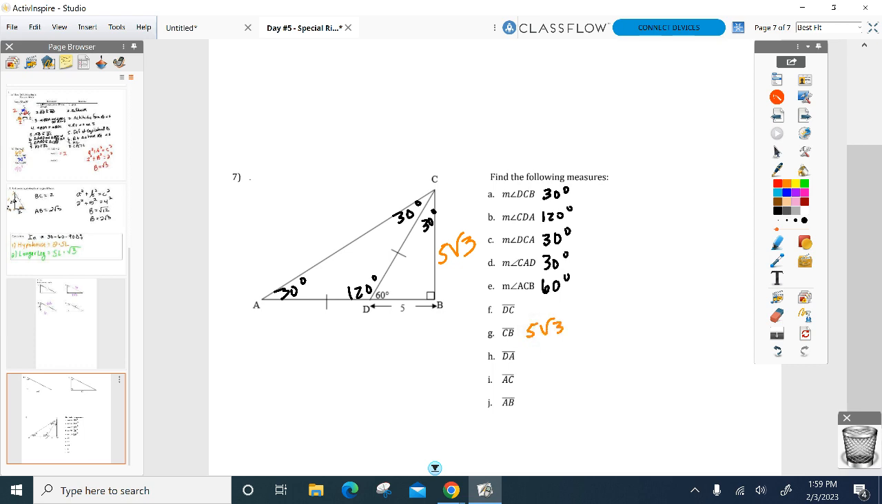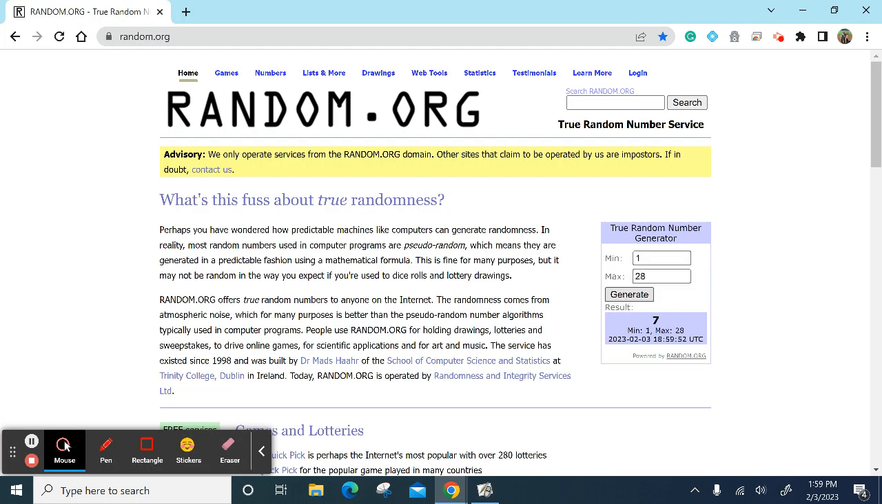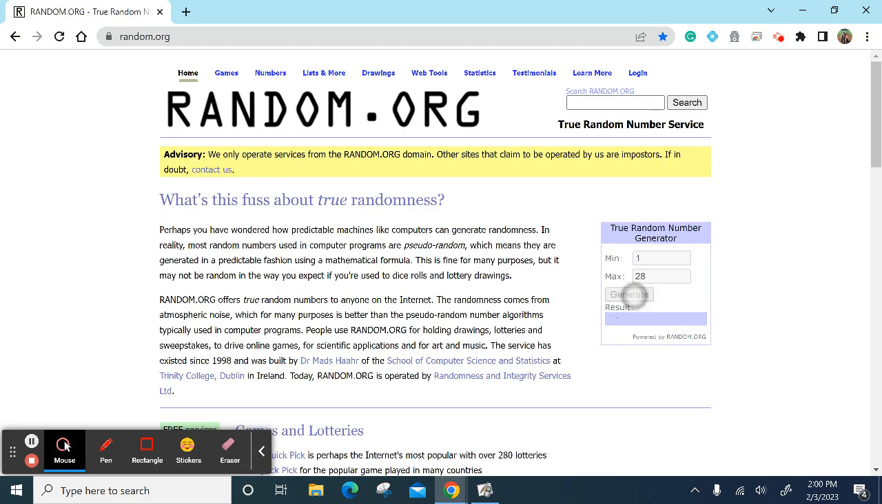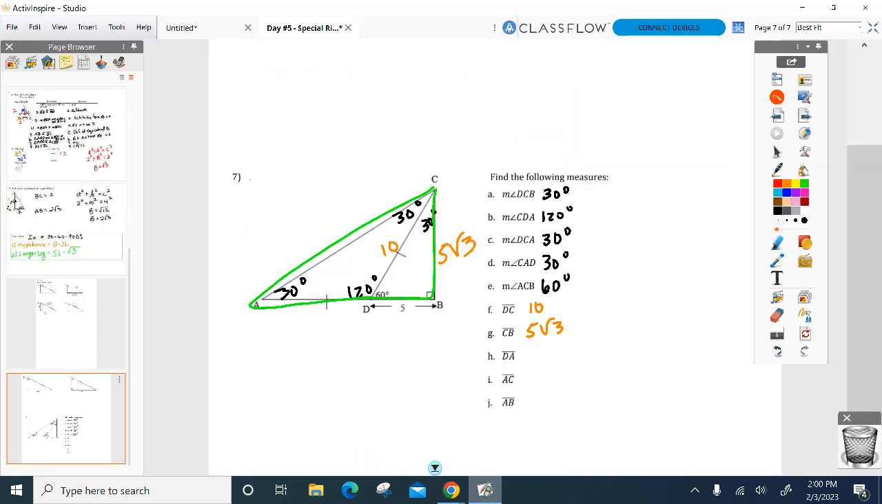How about the hypotenuse of this triangle? How long is the hypotenuse? 10. I double 5. 10, DC. Didn't we say there was a second 30, 60, 90, the big one? What side do I already know of the big 30, 60, 90 triangle? What side do I already know? CB. Is that the shorter or the longer or the hypotenuse?